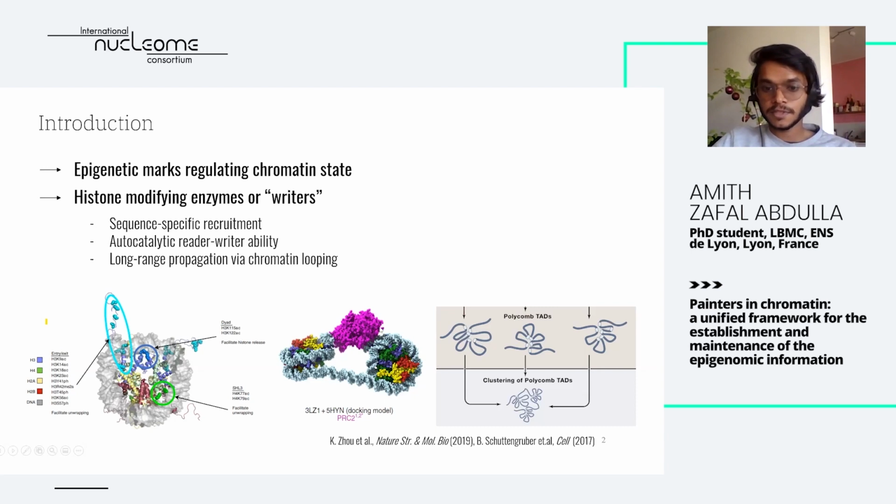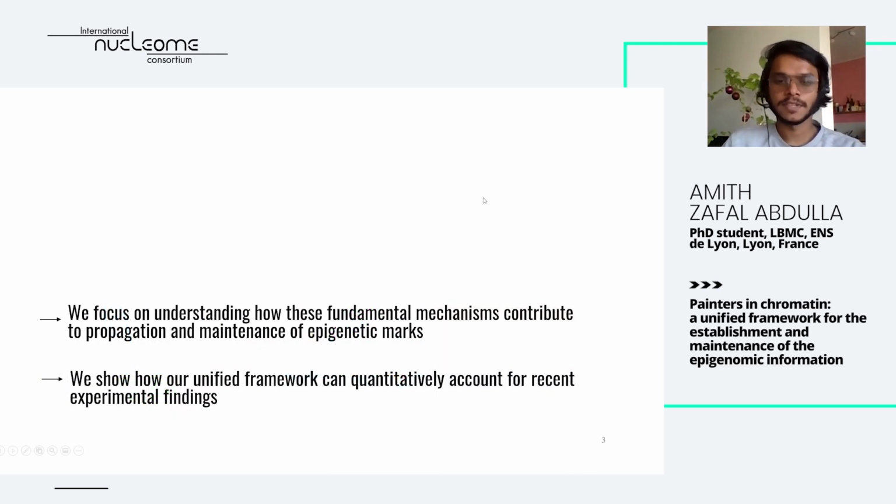And the spreading process, like I said, happens in 3D, so it's not just in cis. Long range propagation can happen via chromatin looping. At a TAD scale, it can be between enhancer and promoter, due to enhancer-promoter interactions. Today we'll try to understand how these mechanisms contribute to the spread and maintenance of epigenetic marks. And finally, we'll relate it to some of the recent experimental findings.